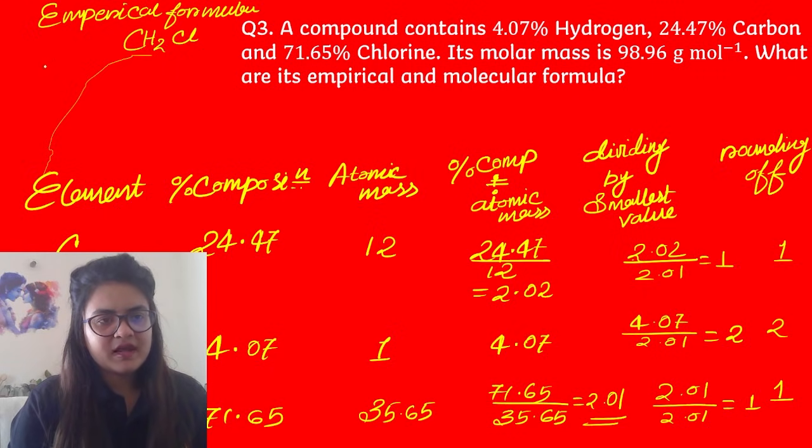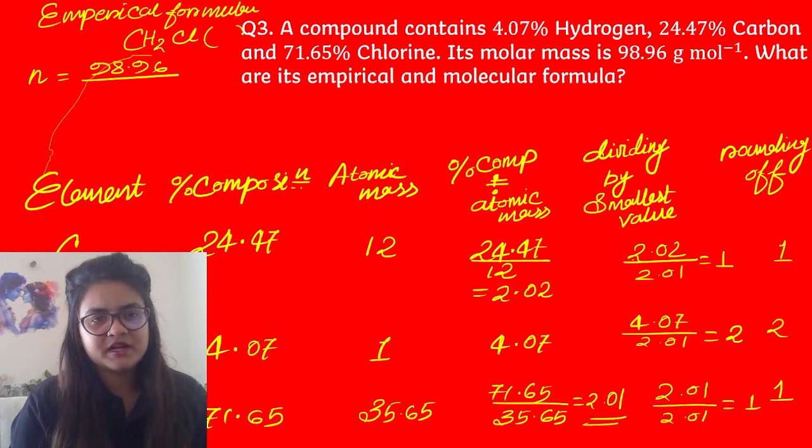Now what I have to do is calculate the n value. So n is basically the molecular mass of the compound divided by the empirical mass. The molecular mass, you can see, is already given: 98.96. Now if you calculate the empirical formula mass of this particular compound, it will come to 49.50. So just simply divide it, 98.96 by 49.50, and you will get almost 1.99, or you can write it as 2.